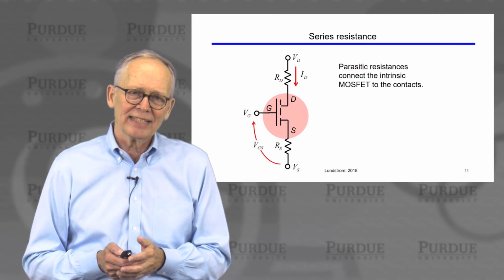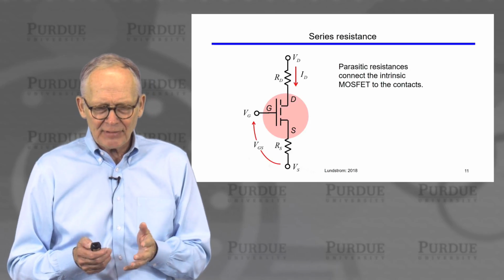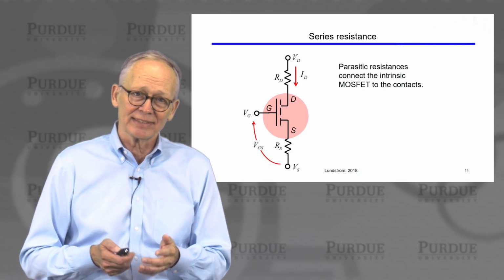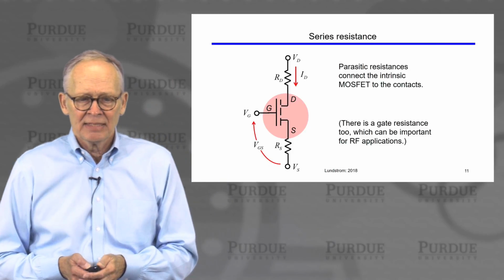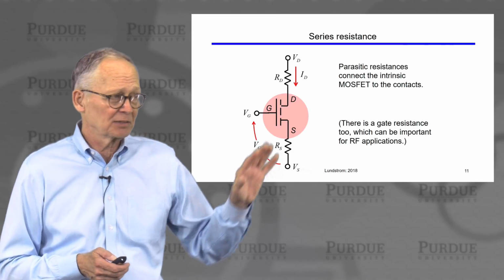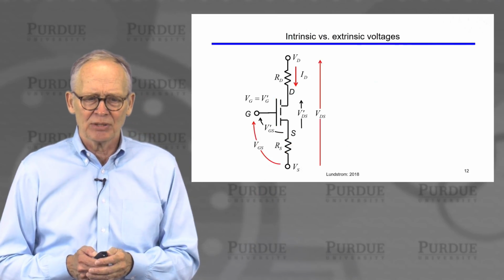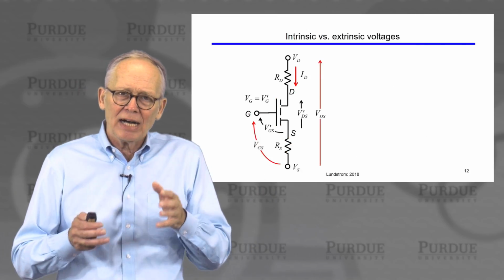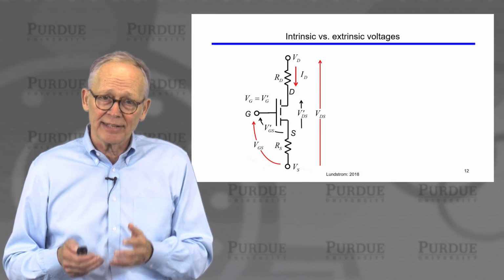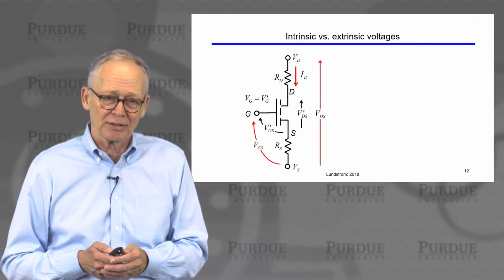I'm not showing one in the gate because there should be no DC gate voltage, so there's no volt drop across any resistor that might be there. All right. Now that resistor can be important for things like RF applications, but for our DC analysis, we don't need to consider it. So how do we include the effect of these parasitic resistances, which are always there and are important in our model?